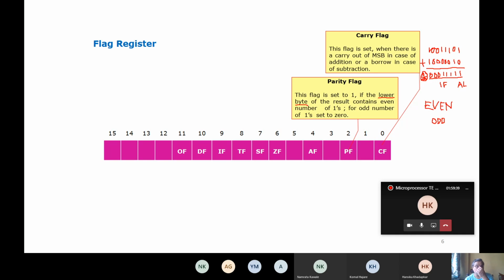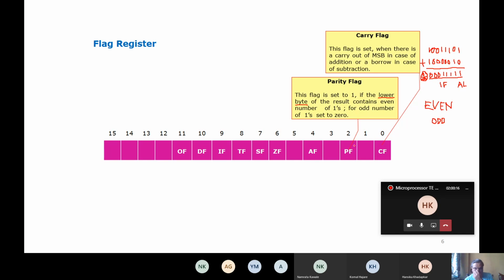Because in 8086 I can even perform addition of AX and BX. These are 16-bit numbers which will generate a 16-bit result. But will it look at all 16 bits of the result to check whether the parity is even or odd? The answer is no. It will check only the lower order byte, the lower order 8 bits, to say whether the parity is even or odd. So this flag is set to 1 if the lower byte of the result contains an even number of ones. For an odd number of ones, it is set to 0. Okay, so this is the parity flag.